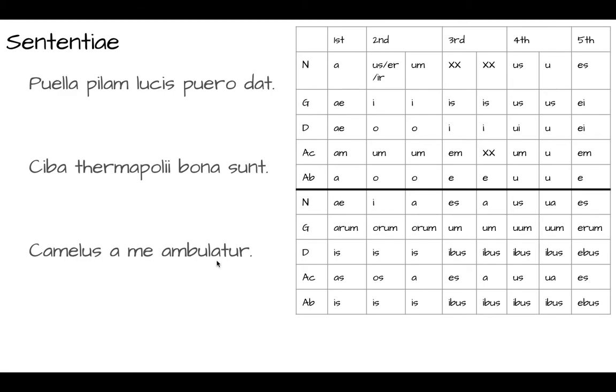Camelus ambulatur a me. So this is your camelus, us, second declension. So the camel. Ambulatur. This is that passive verb thing again happening that we're going to start working on next week. So this is walks. So the camel is walked a me, by me.